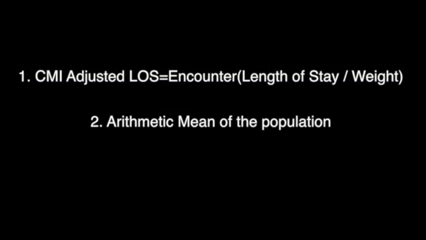It was a long discussion to get to a one-line formula. The CMI Adjusted LOS is calculated at the encounter level. It's the observed length of stay divided by the MSDRG weight. And then the ALOS is the average of all of those patients in the population that you're looking at.